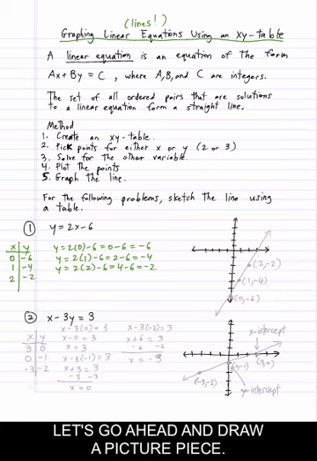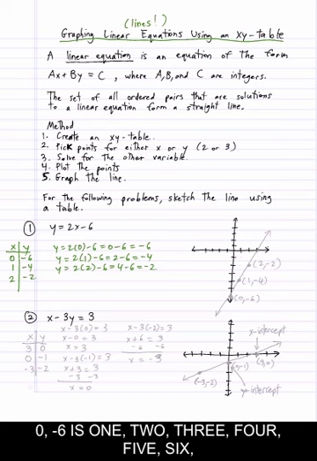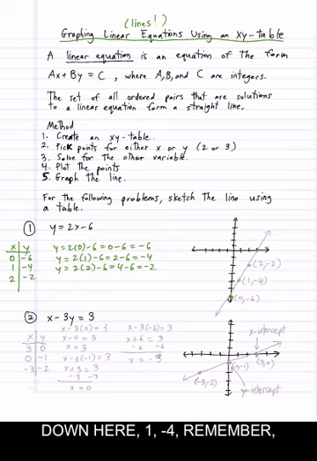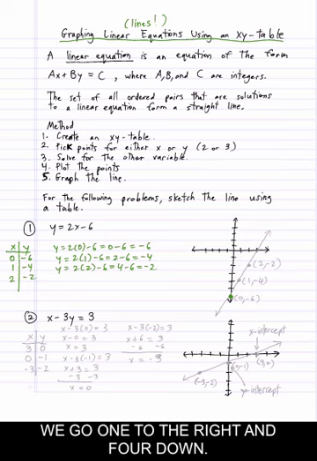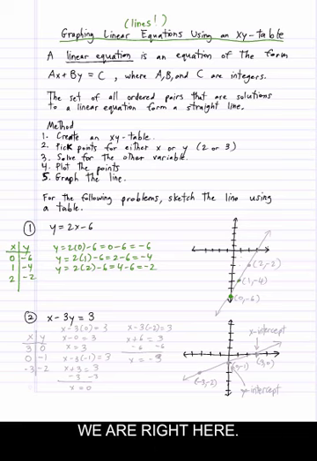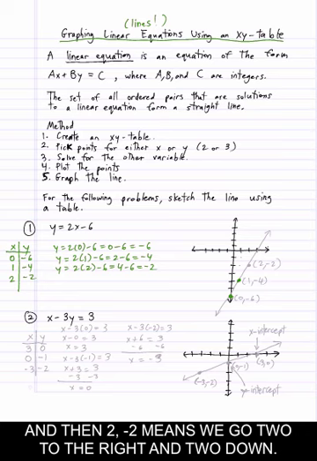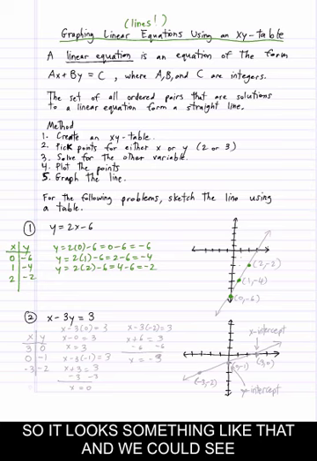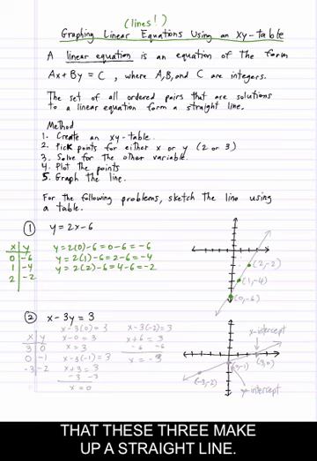Let's go ahead and draw a picture of these. 0, negative 6 is 1, 2, 3, 4, 5, 6. It's down here. 1, negative 4. Remember we go 1 to the right and 4 down. We are right here. And then 2, negative 2 means we go 2 to the right and 2 down, so it looks something like that. And we can see that these three make up a straight line.